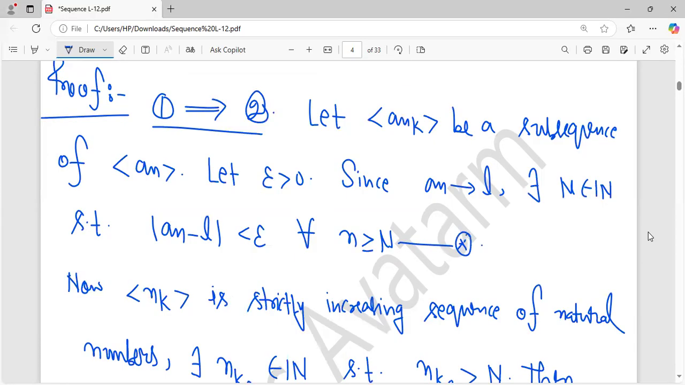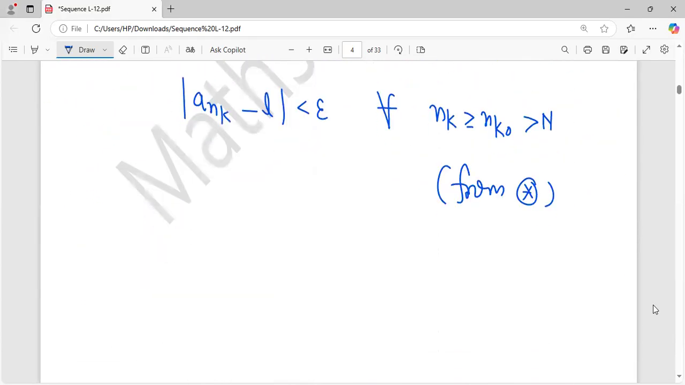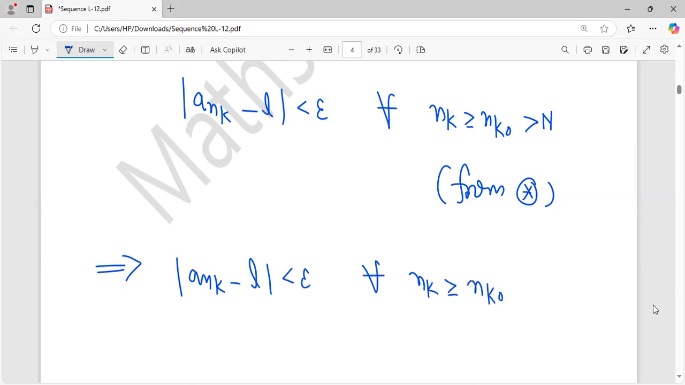Because subsequent terms are nothing but the terms of the main sequence. So we know that this is greater than n naught. I'm taking n k, so this is finally greater than n. This will happen because by star, we have a n k minus l less than epsilon for all n k. So we got a fixed natural number for which this is happening.